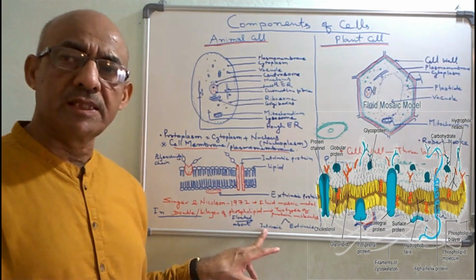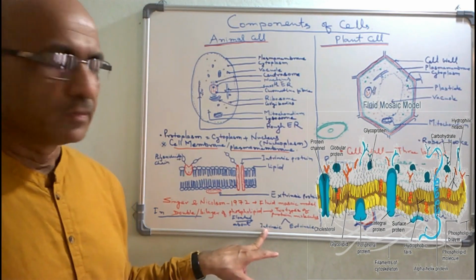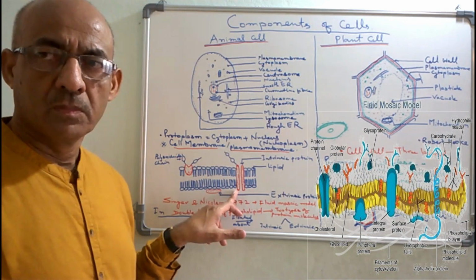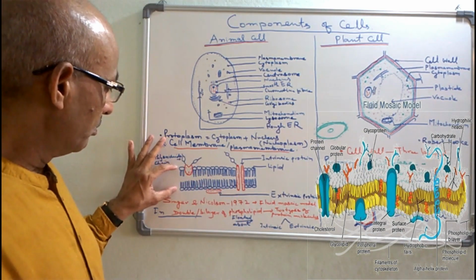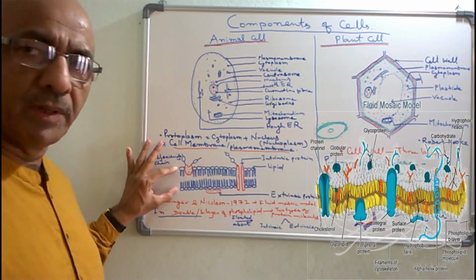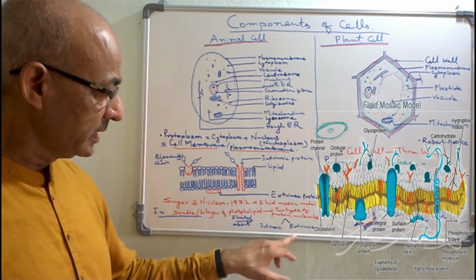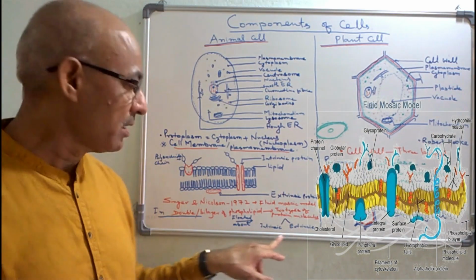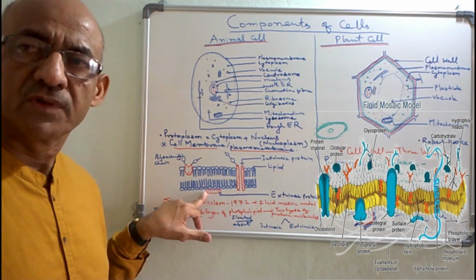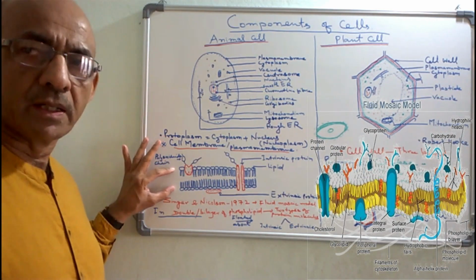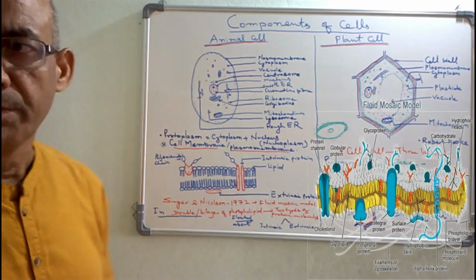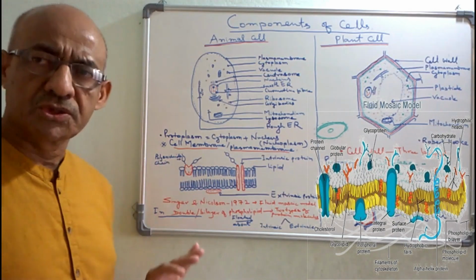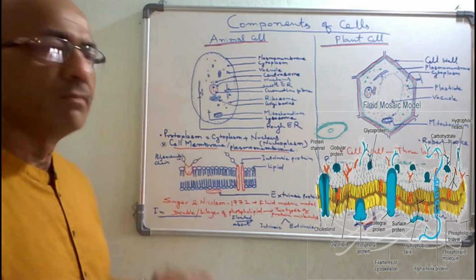The intrinsic protein molecules cover the complete span of the double layer of lipid. But the extrinsic protein molecules are found on the outer surface of this double layer of phospholipid. This is the overall structure of the cell membrane.